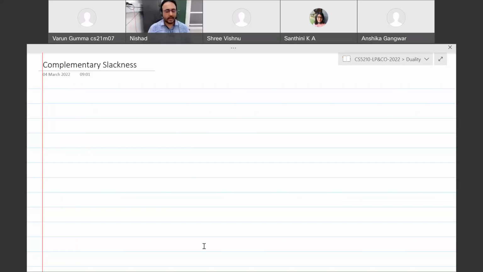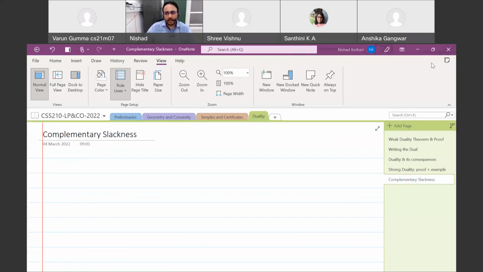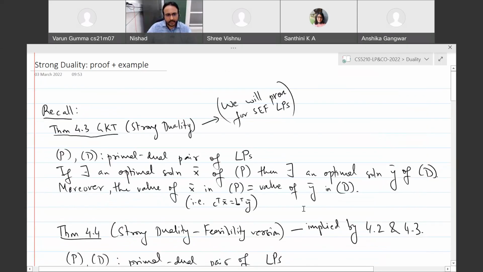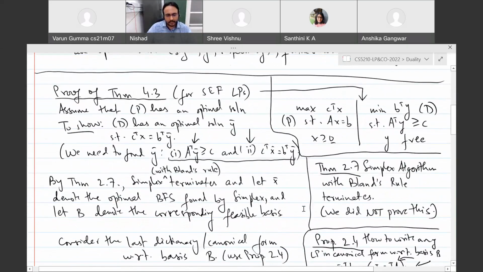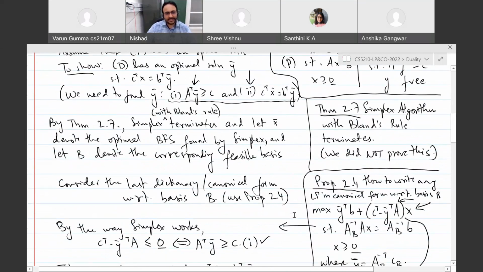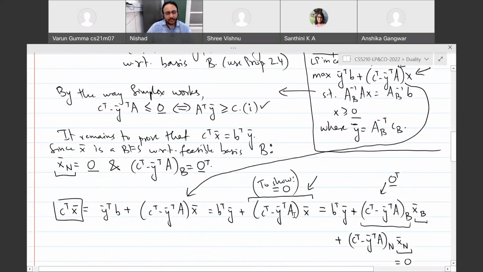Right. Good morning, everyone. So we are recording now. So far, we have covered weak duality and strong duality, right? We also proved strong duality for standard equality form LPs yesterday, using the fact that simplex with Bland's rule terminates, right? Good.